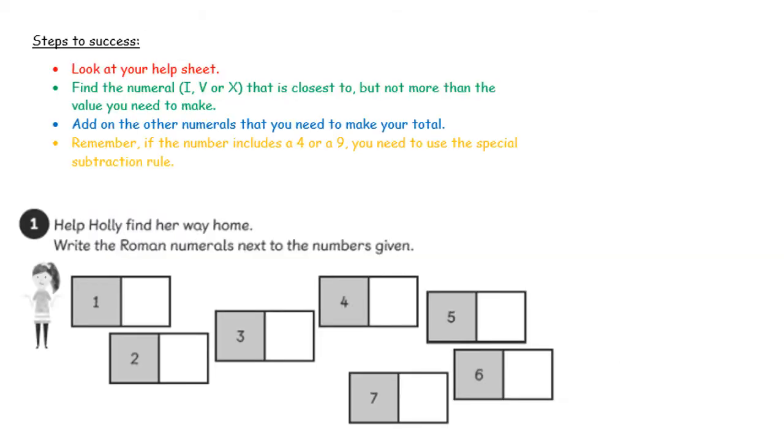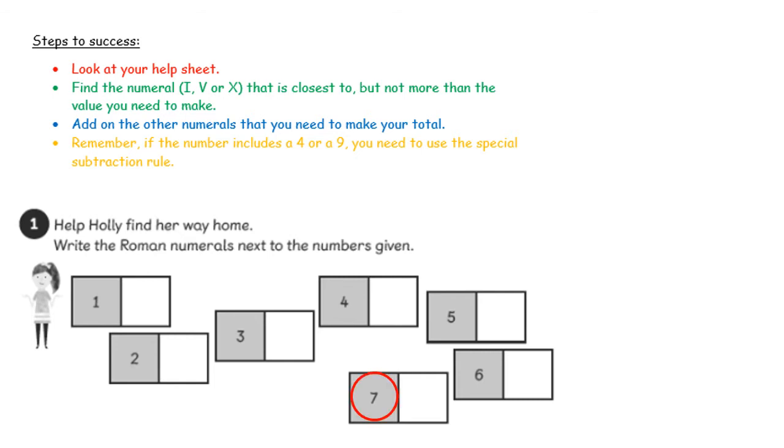The first thing you have to do today is help Holly find her way home by writing the Roman numerals next to the numbers, okay? Our steps to success says, look at your help sheet, find the numeral, I, V or X, that's closest to but not more than the value you need to make. Once you've got the one that's closest, you just add on the rest of the numerals you need. And remember, if the number has a 4 or a 9, you need to use the special subtraction rule.